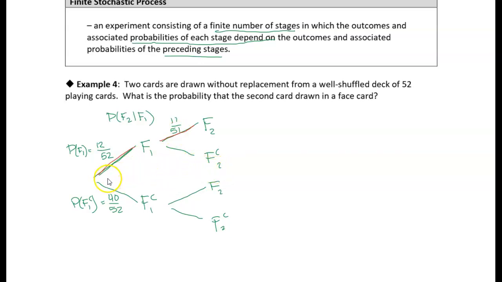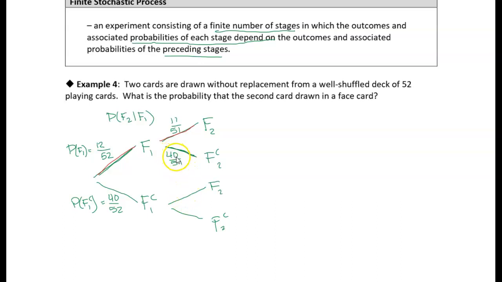And so now let's look at the next branch. Now we want to know, given that we've drawn a face card on the first card, so we're in this branch here, what's the probability that we do not draw a face card on the second draw? Well, there are still 40 non-face cards in the deck, but now we only have 51 cards.